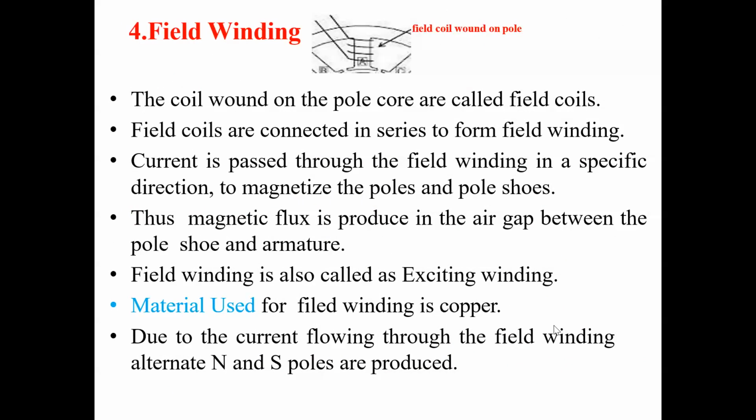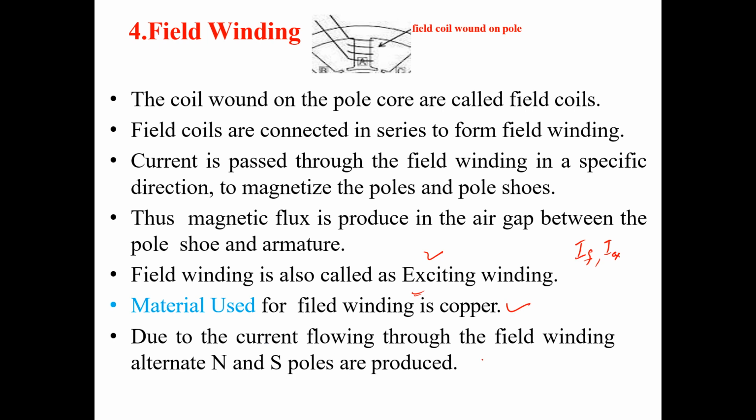Current is passed through the field coil in a specific direction to magnetize the pole and pole shoe. That means from the direction of flow of current, we can find out which pole is north and which pole is south. Field winding is also called exciting winding. Sometimes the current flowing through this field winding is denoted by IF, or sometimes it is I exciting, that is exciting current, Iex. And the material used is copper for this winding.